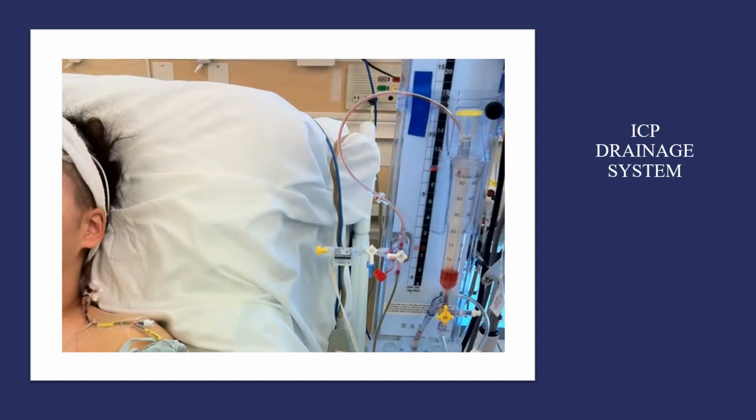This is a picture of an ICP drainage system, and the transducer, which has that yellow cap on it, needs to be lined up with the tragus of the ear in order for it to give accurate readings. So again, watch that video and we'll discuss it in class as well.